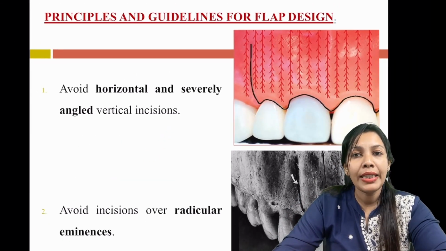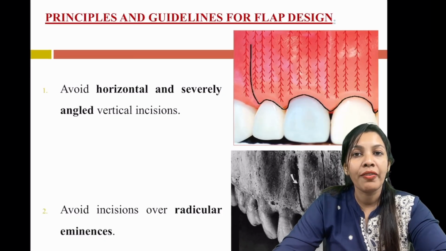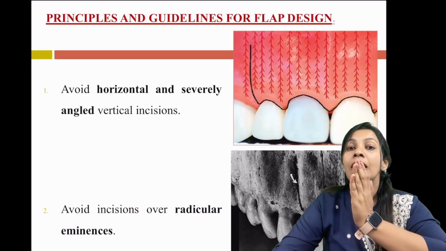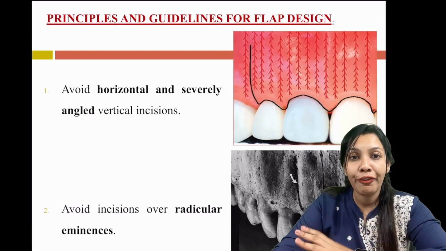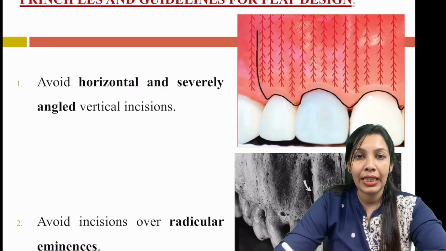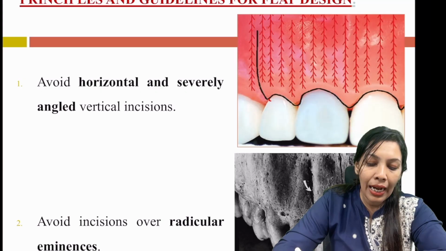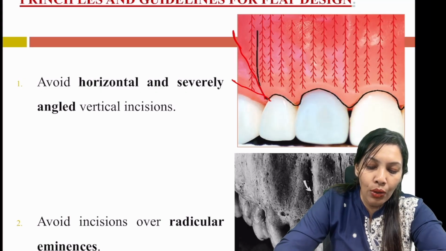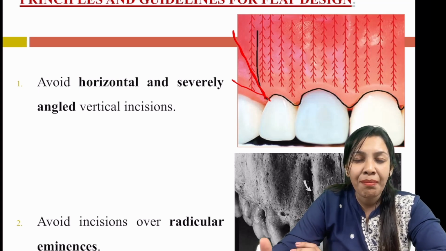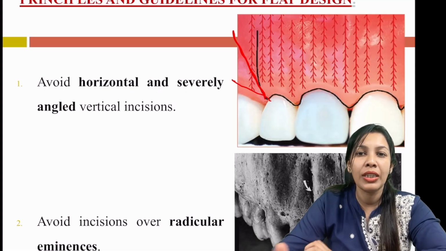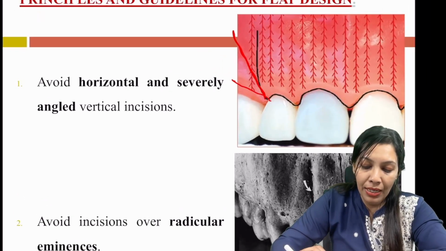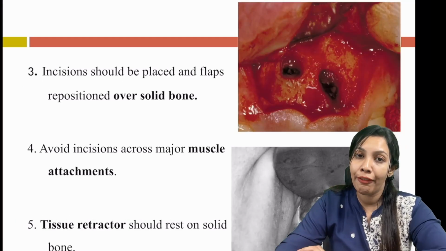There are some principles that have to be followed when we do flap designing. First step in endodontic surgery is the flap design and also flap reflection. So avoid horizontal and severely angulated vertical incision, because there is a chance of tearing and it is really difficult for approaching this material here. Avoid incision over radicular eminence. There is an eminence over here. It should be avoided.